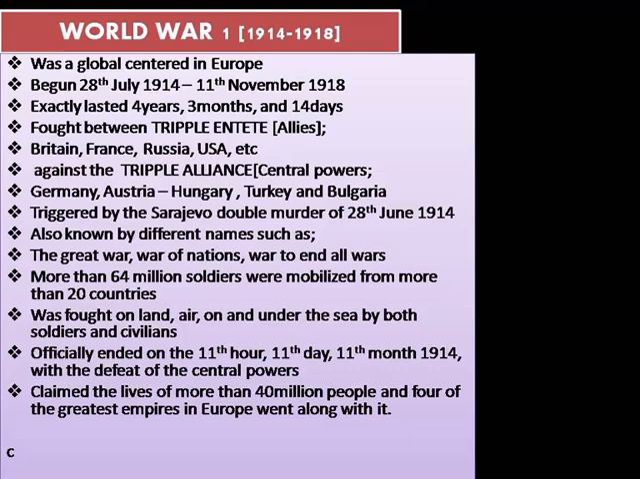By the end of this war, it had claimed the lives of more than 40 million people, and 4 of the world's greatest empires went down with it. Some of the empires that went down with World War I included the Ottoman Empire, the Russian Empire, the Austro-Hungarian Empire. Those empires ceased to exist after World War I.